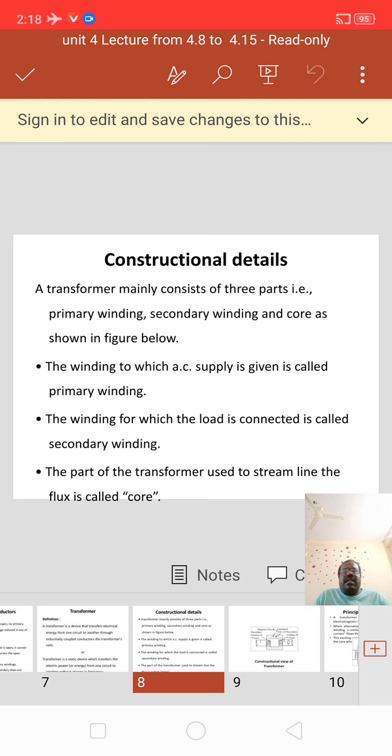The part of the transformer used to streamline the flux is called core.